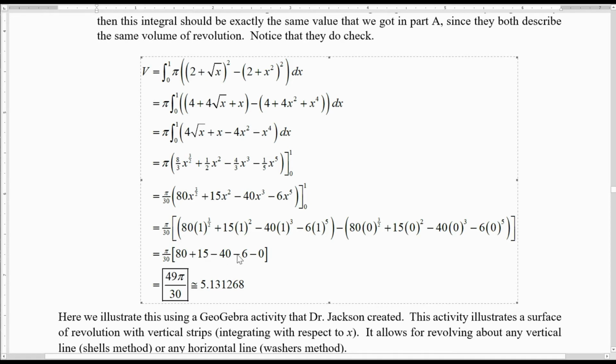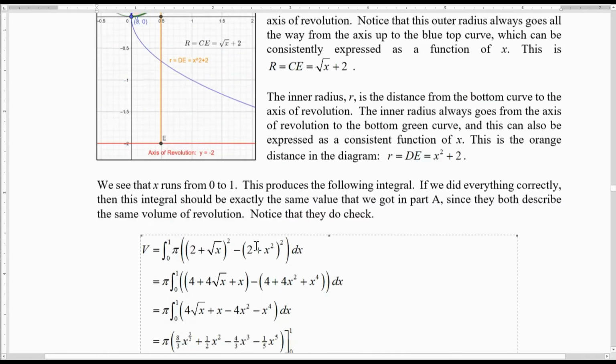Anyway, moving along here, 1 to any power is 1, so we get our coefficients 80 plus 15 minus 40 minus 6, and these are all zeros over here. When we add those coefficients together, you get 49. So you get 49 pi over 30 is the exact value, or about 5.131268.